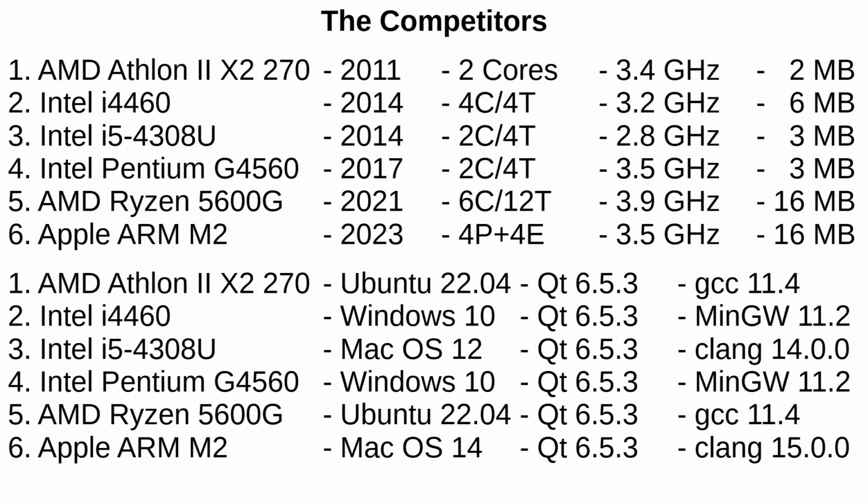To understand it better, I took 6 CPUs. You can see the release date, the number of cores, the clock speed, the cache size, the operating system, the Qt version and the used compiler. The FET benchmark that I am using is always compiled with 64 bits and they all use the same Qt version. That's important because it has a big impact on speed.